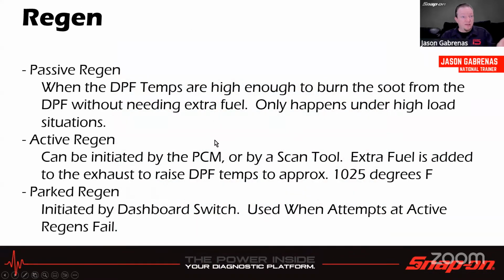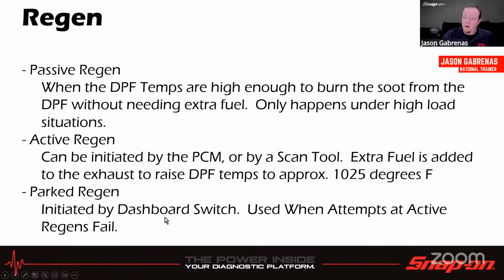So in order to get the soot out, of course, we need to do a regen. So a couple different ways we can do that. We have passive regen when the DPF temps are high enough to burn the soot on its own without needing to add extra fuel to the exhaust. Generally only happens under high load situations, like maybe towing a trailer, going up an incline, something like that. Then we have active regens, which can be initiated by the PCM or a scan tool. You can force it. Extra fuel is then added to the exhaust to raise DPF temperatures to approximately 1,025 degrees Fahrenheit.